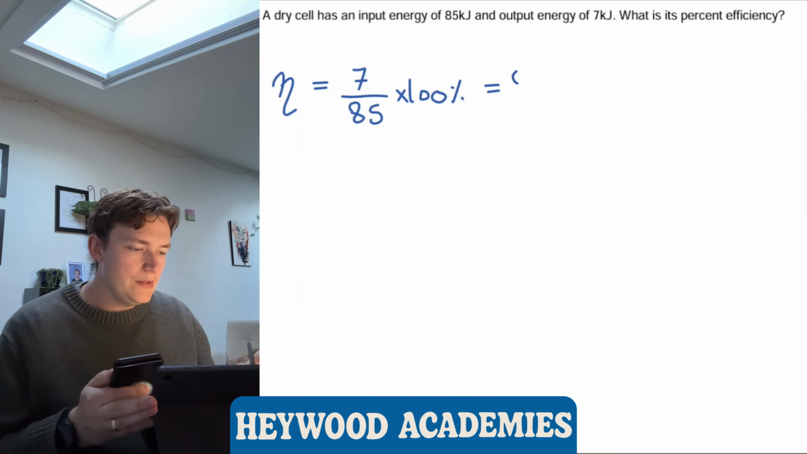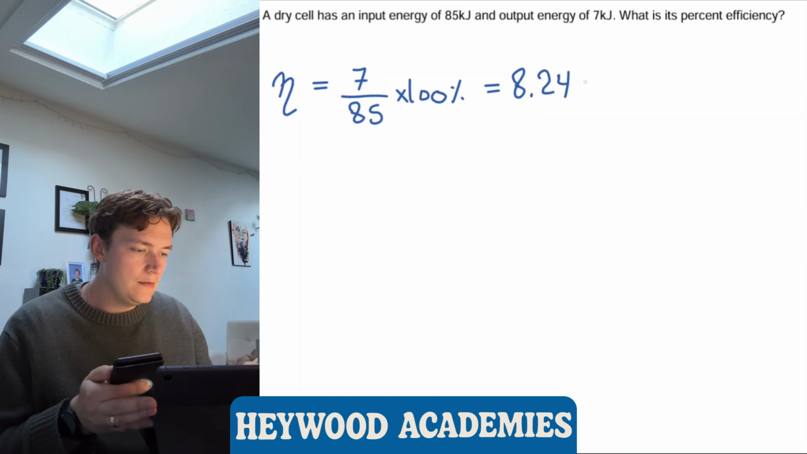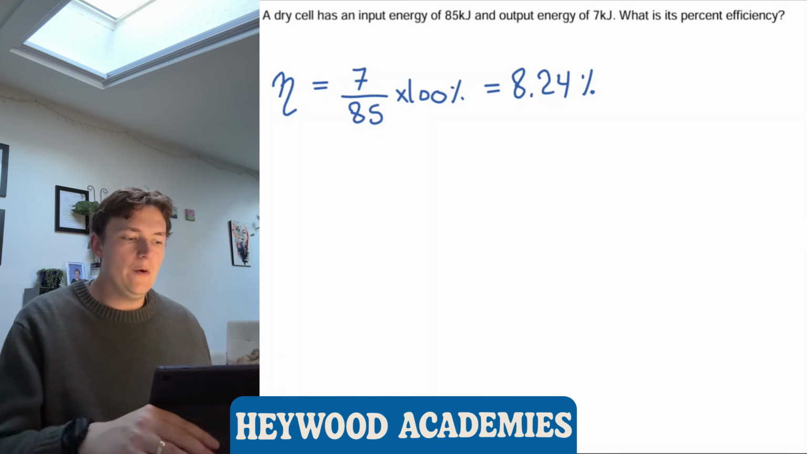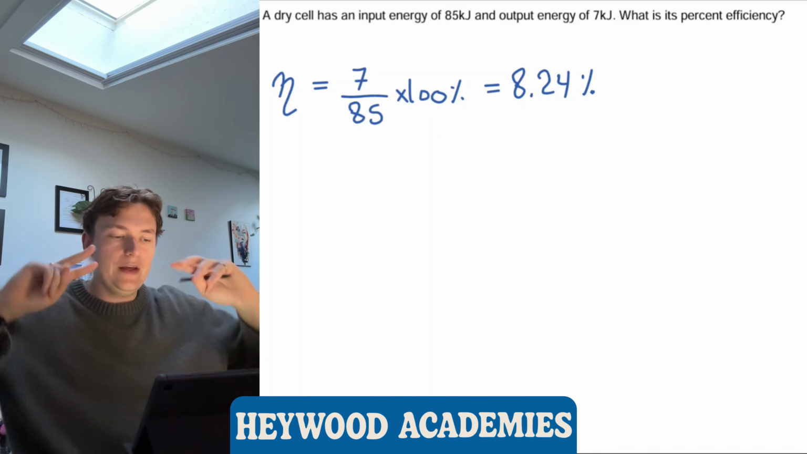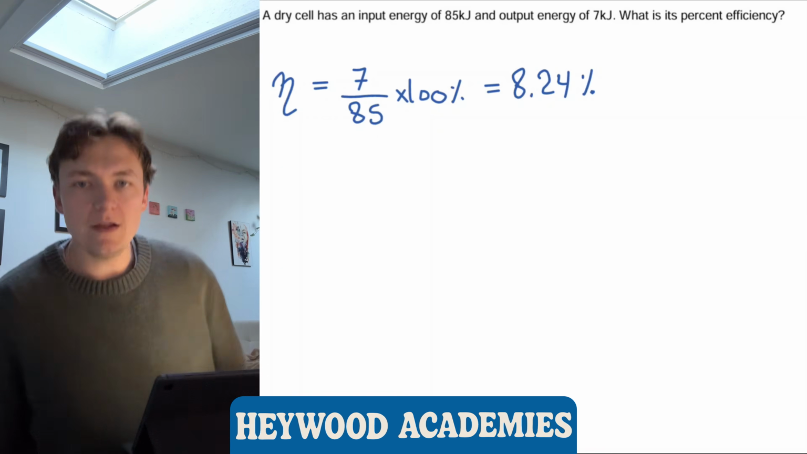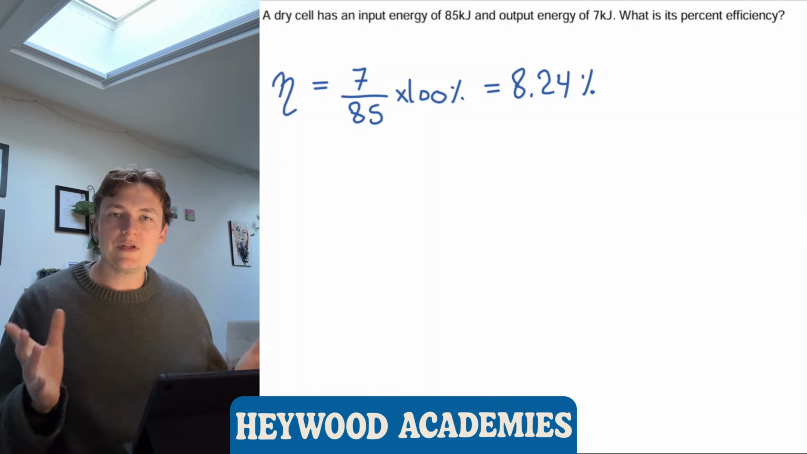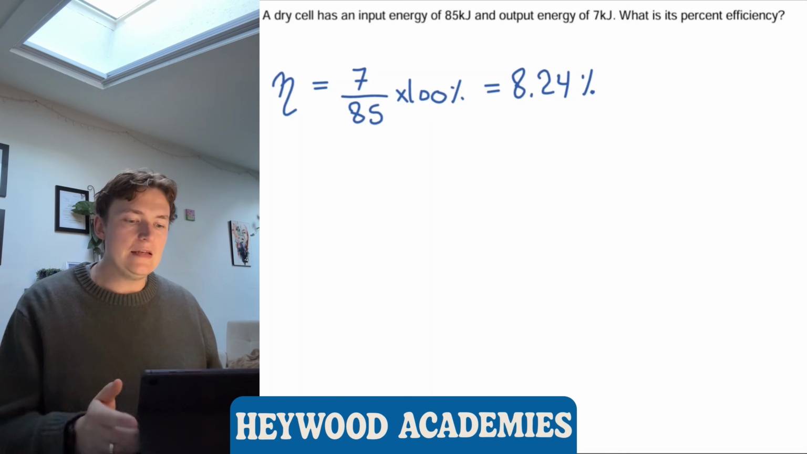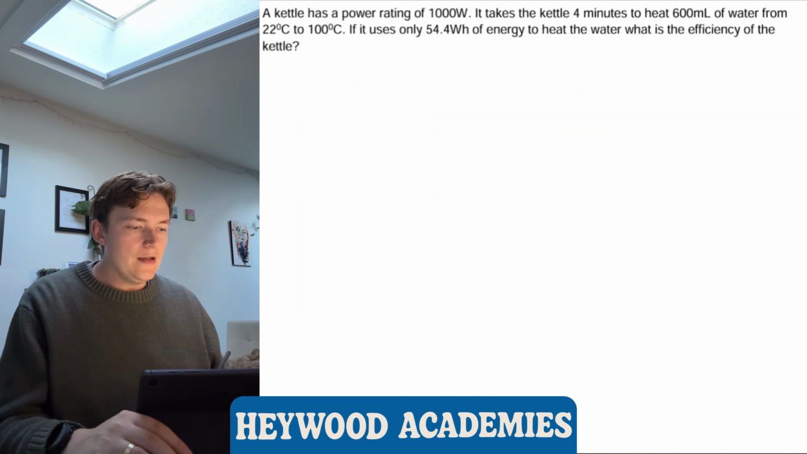And we get 8.24, let's say. Now we know this percentage is going to be somewhere between 0 and 100. So the most common mistake is that people get the fraction upside down on this. So instead of 7 over 85, they'd go 85 over 7. If you get a percent that's like 400% or something, then you probably just got the fraction upside down. Okay, this one's a little more exciting.